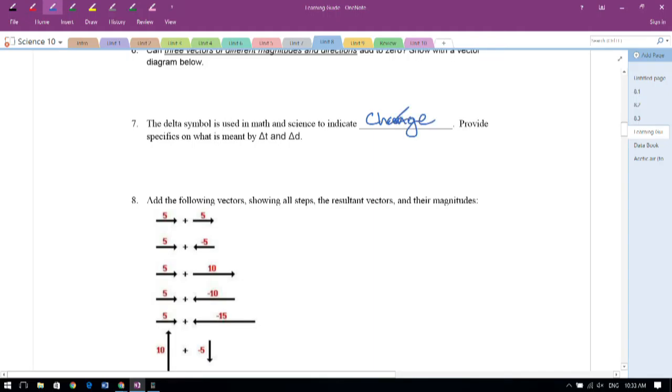So that should say change. That didn't really look like change. So we'll talk about these more next day. So delta T and delta D. Delta is this triangle symbol. It's actually a Greek letter in their alphabet. It looks like a triangle. It is a triangle, but they call it delta. And we'll talk more about that next day.